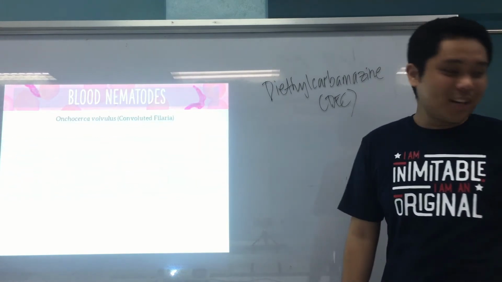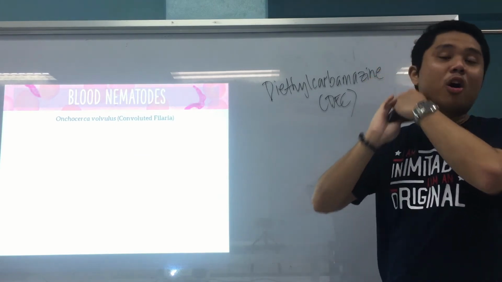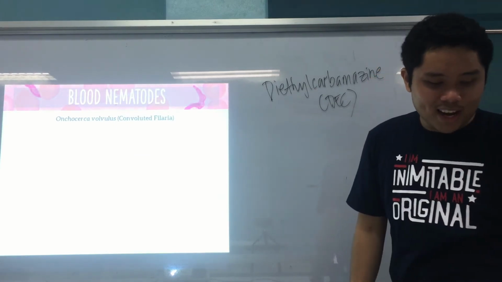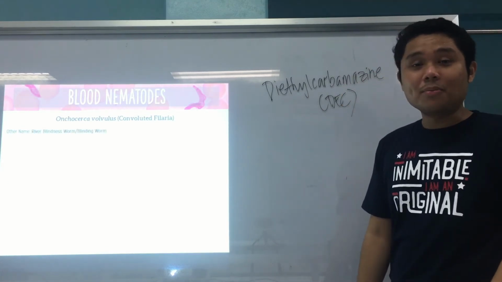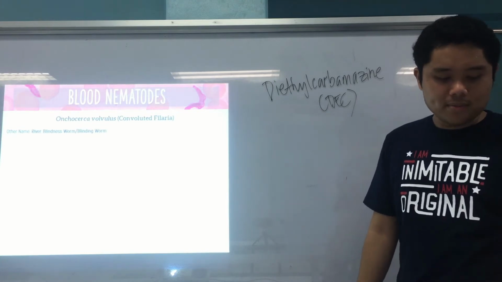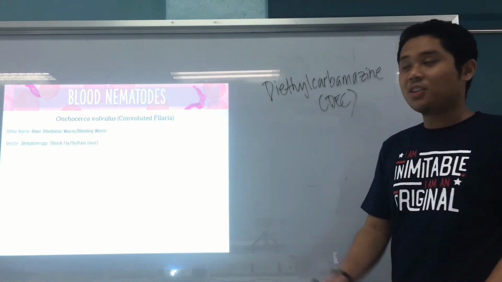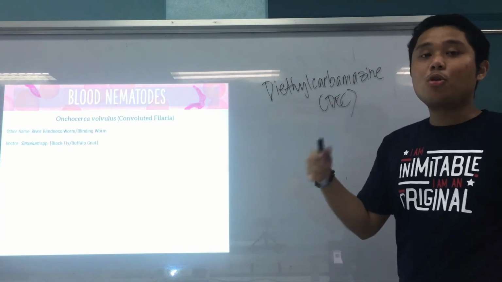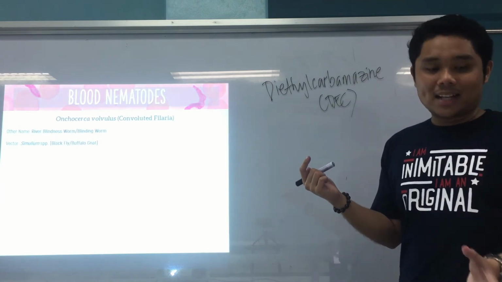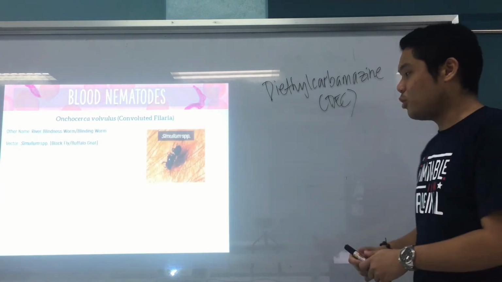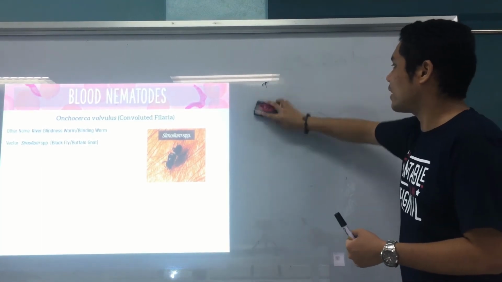Now we go to the third, which is Onchocerca volvulus, also known as convoluted filaria. The other name is river blindness worm, or blinding worm. And the vector is Simulium spp., known as the black fly or buffalo gnat. Gnat, with a silent letter G. So that's the appearance. Simulium spp., black fly.